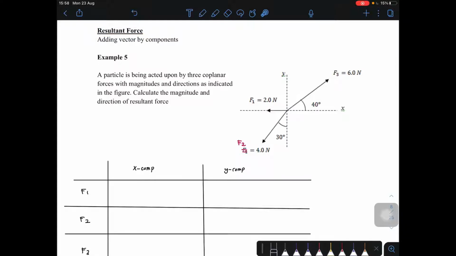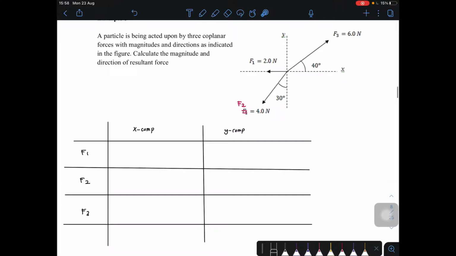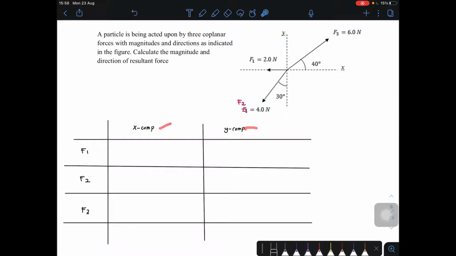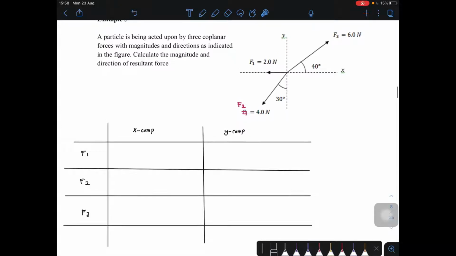So apabila kita kena tambah, kita kena buat jadual X and Y component. So buat jadual X and Y component, and then label dekat tepi ni F1, F2 and F3. So kita akan tengok satu persatu. Kita tengok F1 dahulu. Okay.